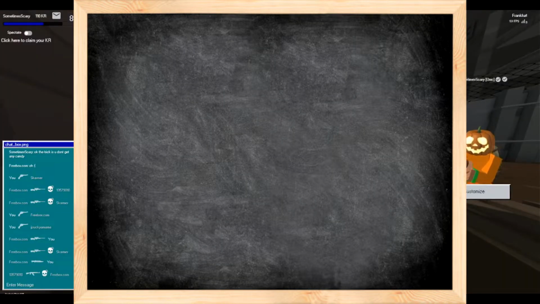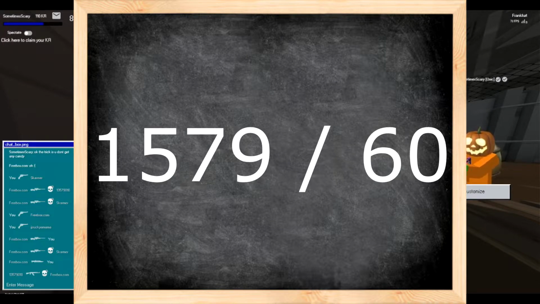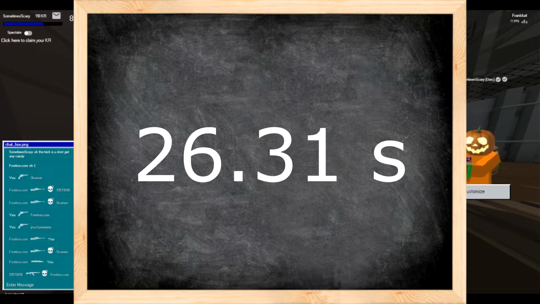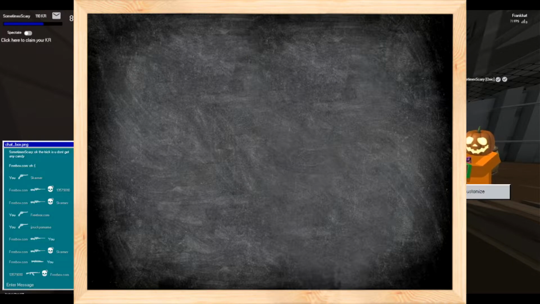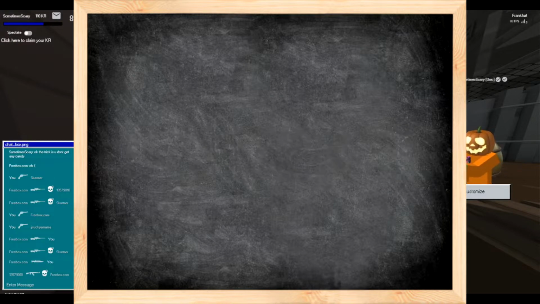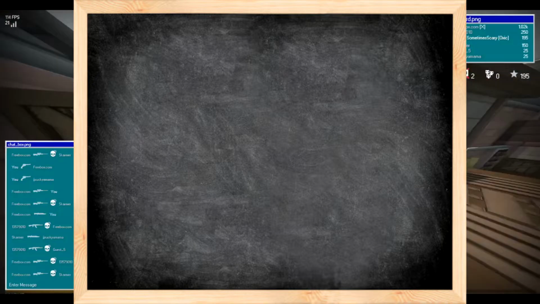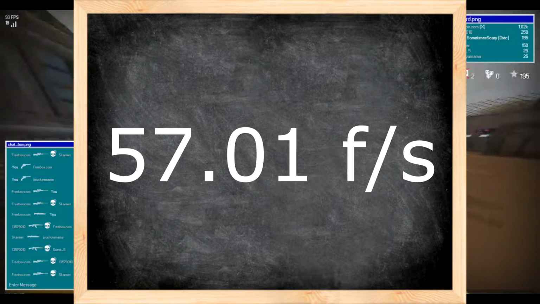So the distance, again, 1,500 feet. The time, 1,579 divided by 60, as I explained before, which is 26.31 seconds. So now I do 1,500 divided by 26.31 to get my speed. As far as I know, this is the first speed ever calculated in Krunker compared to real life. That's 57.01 feet per second, or 38.87 miles per hour.